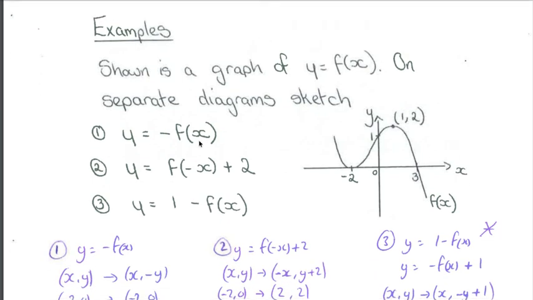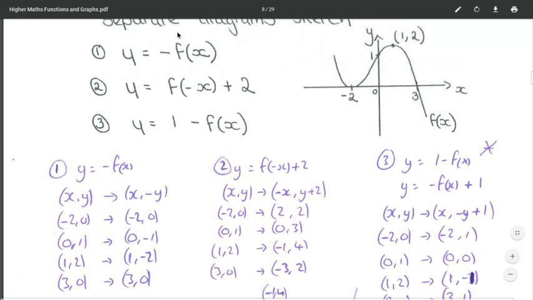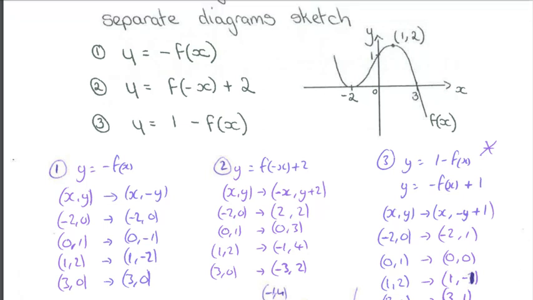So first of all, number 1 anyway. So y equals negative f of x. All that does, it reflects the graph in the x-axis. So this point will not move. This point here, 3, 0, will not move. 0, 1 will be flipped in the x-axis to become 0, negative 1. 1, 2 will be reflected in the x-axis to become 1, negative 2.